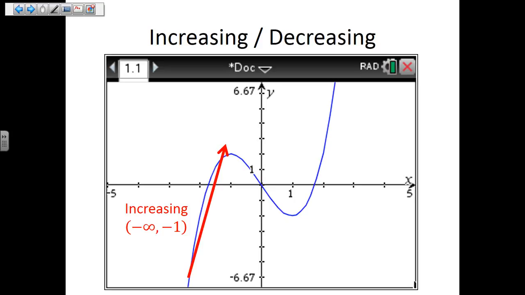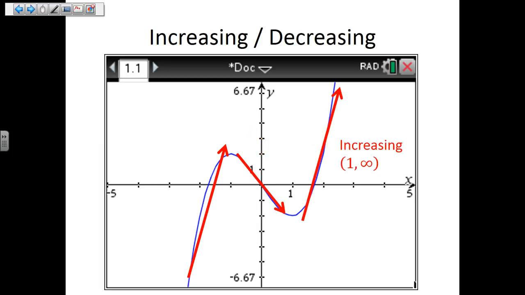There's a calculus reason for that. After it's increasing, we see that it's decreasing from negative 1 to 1. Generally the graph is going down, has a negative slope. And then again it's increasing from 1 on to positive infinity. So we have general regions of increasing and decreasing shown with the red arrows.